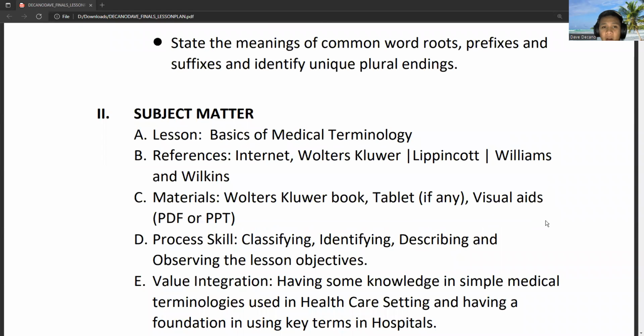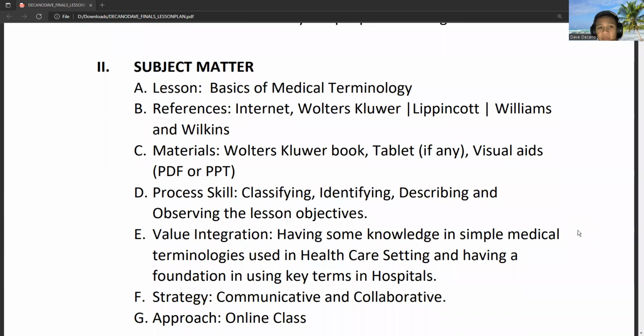So here are my subject matter, the lesson. Basics of medical terminology. References are the internet and the Wolters Kluwer book. Materials will be the Wolters Kluwer book, tablet if any, and visual aids such as PDF or PowerPoint presentation.